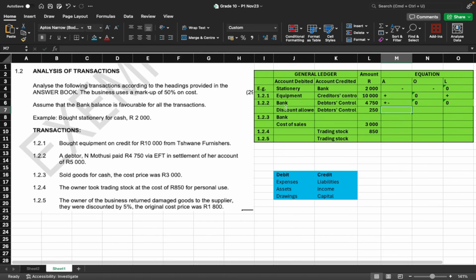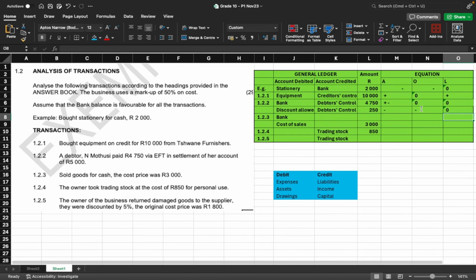And what is the effect here? We know discount allowed is an expense, so that is owner's equity, and expenses under owner's equity is a negative. So I'm going to put a negative there, and then my debtors control is an asset, and we know it's going to be a negative as well because our debtors control is going down. They no longer owe us the 250 rand, and of course liabilities is not applicable here.